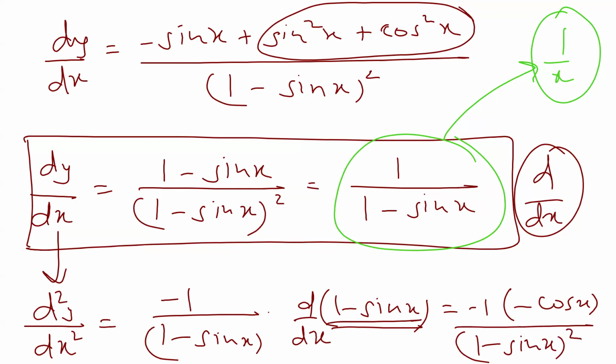So now, this minus 1 into this minus is plus. And then we got our proof. D square y by dx square is equal to cos x upon 1 minus sin x the whole square. Is that clear? Have we got our proof?